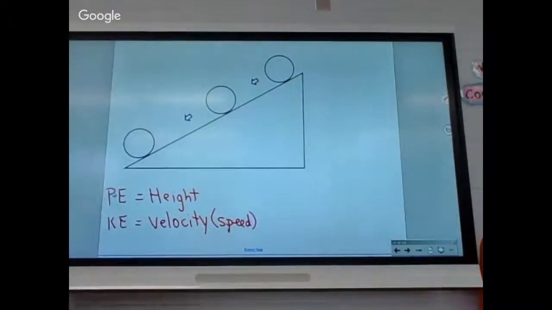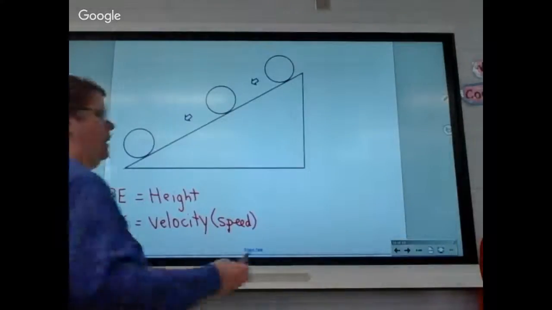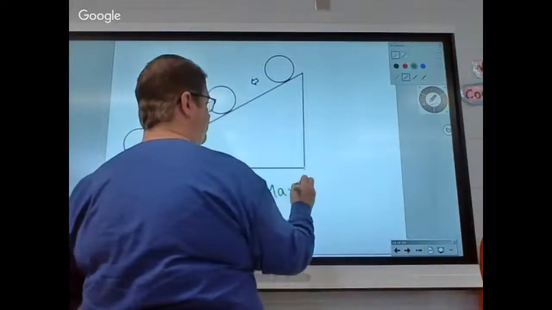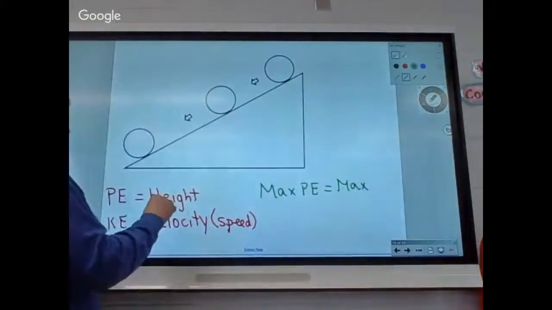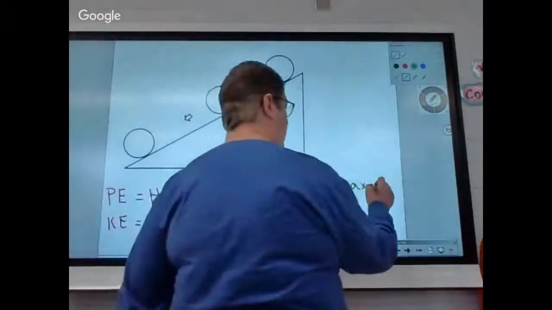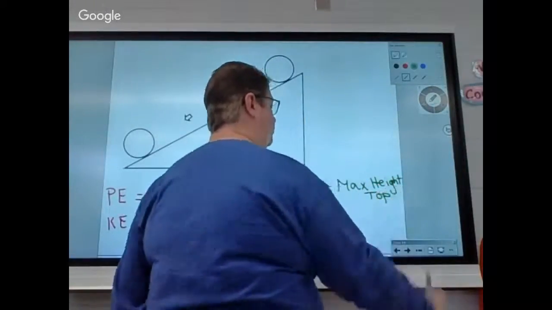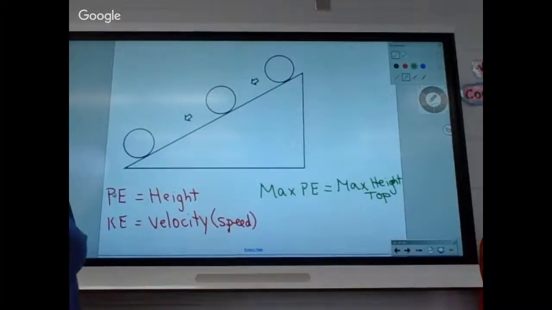Now, if you can keep those two things straight, you should be able to figure out where the greatest and the least potential and kinetic energy are in all diagrams. So, where would the greatest potential energy be? Max PE is always the maximum what? What's the key word you just told for PE? Height. Now, here's an easier word. It's always at the top. Maximum PE is always at the top.